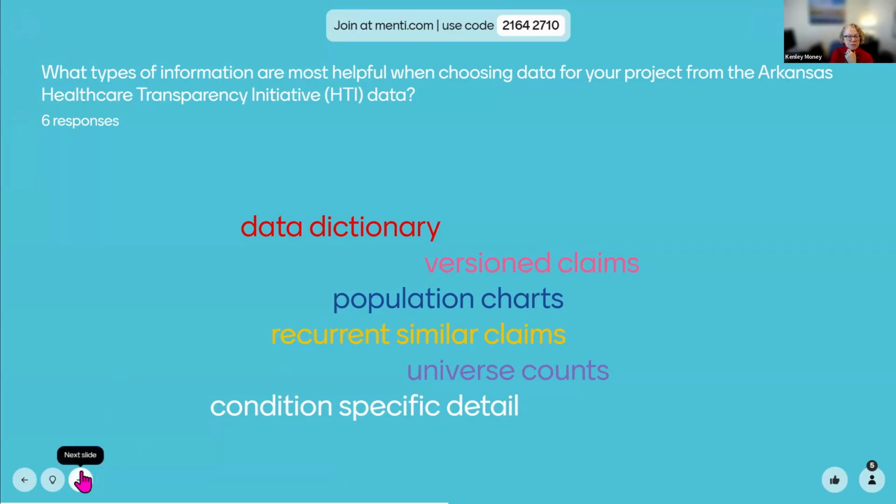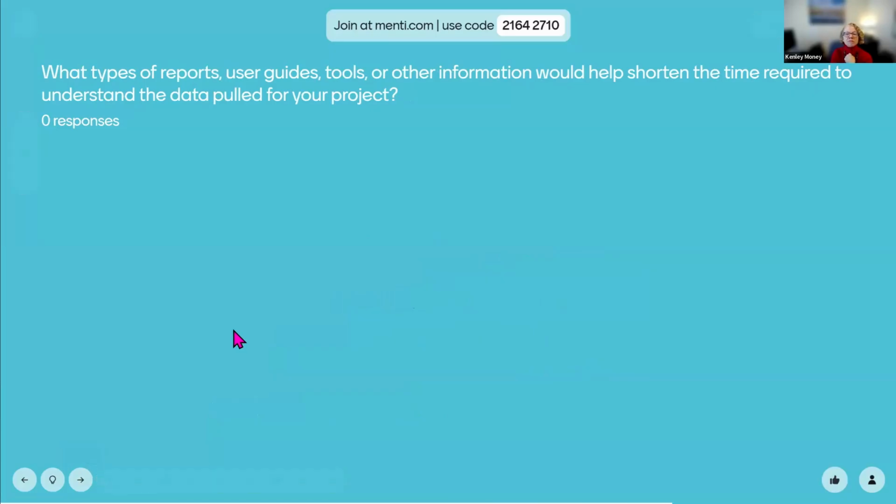All right, I'm going to move to the next one. What types of reports, user guides, tools, or other information would help shorten the time required to understand the data pulled for your project? And I ask this question because when we deliver data, whether it's a subscription or just a one-off project, we do provide some information, the quantity, the file type, links to our big website with data user tools. But if there's something that you would like or you've received from other organizations from which you got data that helped you understand your data faster, we would be very interested, because that's our goal. We want you to be able to use your data faster.